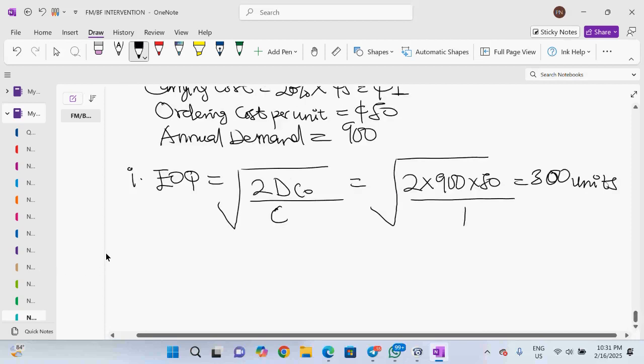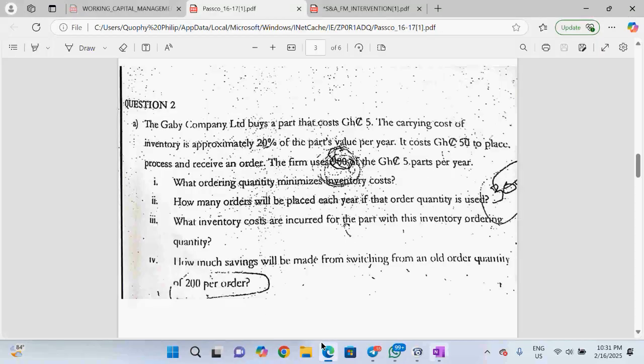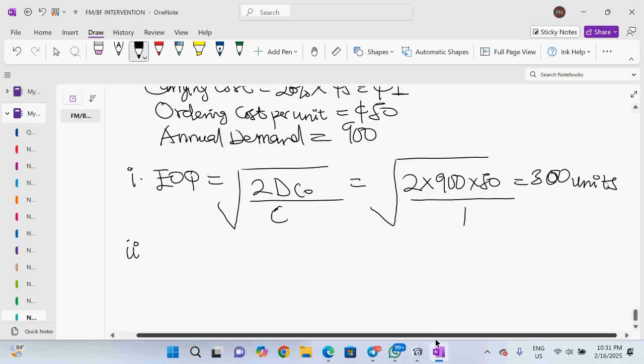So now that is our ordering quantity that minimizes inventory cost. Then, how many orders will be placed each year if that order quantity is used? How many orders? So, number of orders.